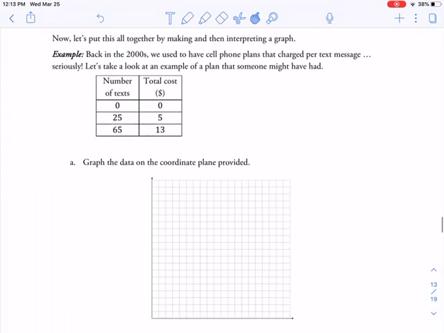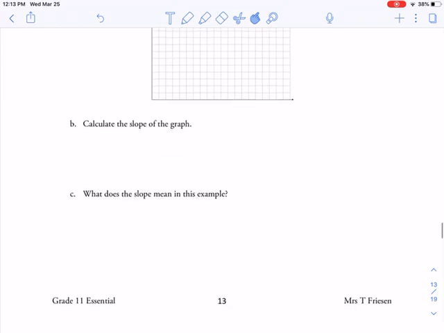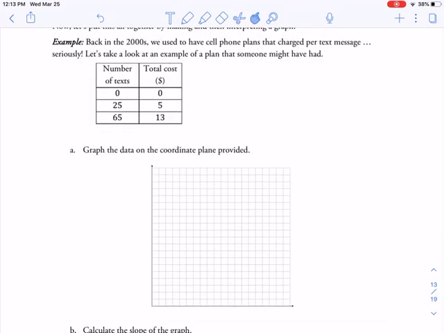So we're going to put this all together now, okay? We're going to start by looking at a table of values, and then we're going to graph the data on the coordinate plane that I provided here, and then we're going to calculate the slope, and then talk about what the slope means, okay?